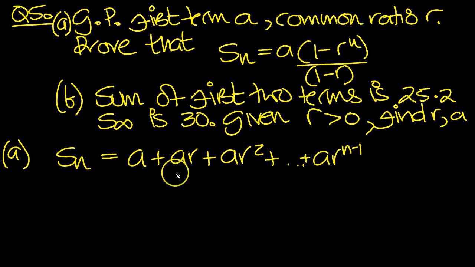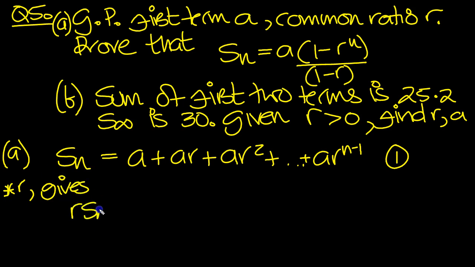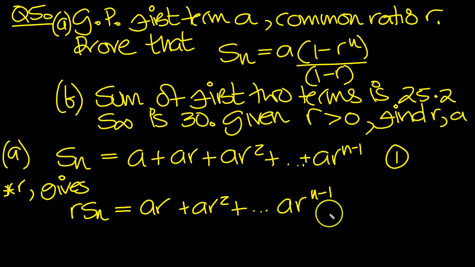So now if we label that 1, now multiply 1 by r. So we're going to multiply by r, so we get rSn is equal to ar plus ar squared, plus dot dot dot, and then the preceding term ar to the n minus 1 times r will be ar to the n, one term. Okay, so because we've got 1 minus r, I'm going to take 1 minus 2.